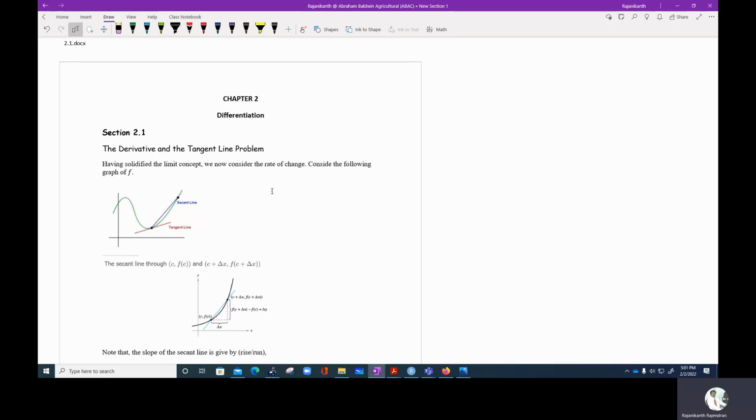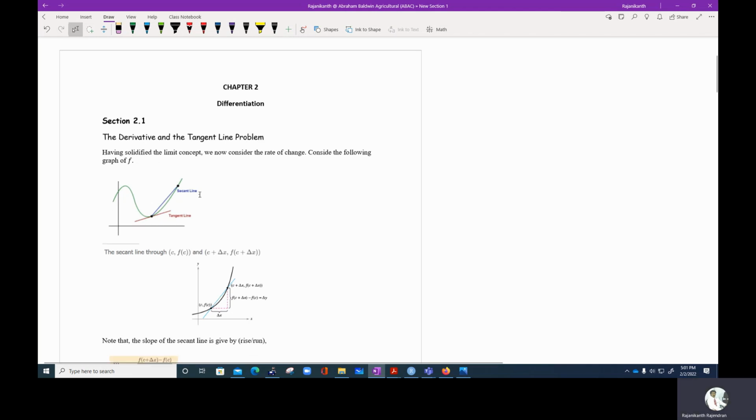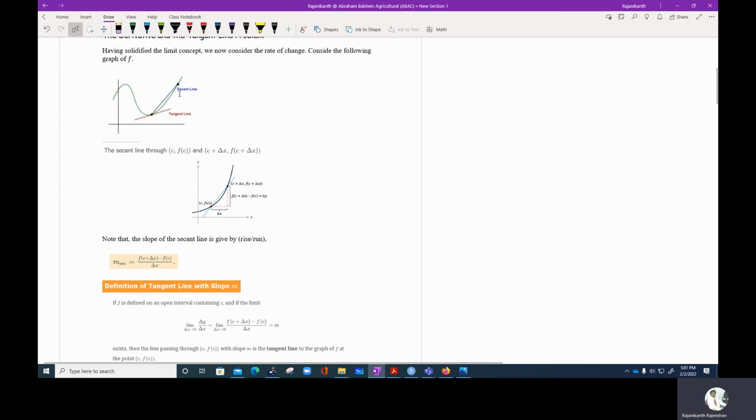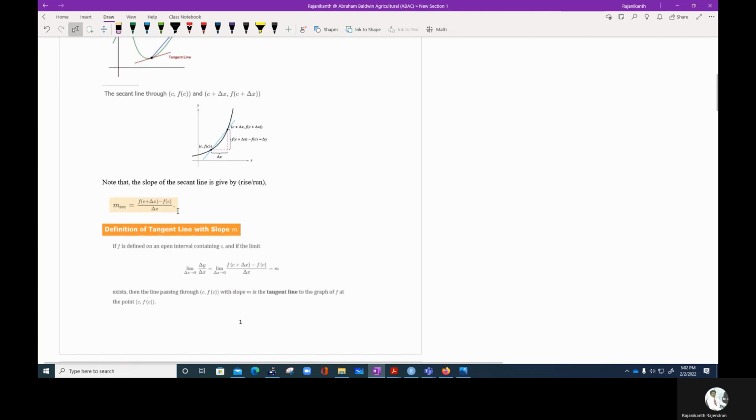Let's get started. Today we are going to look at derivatives and tangent line problems. So look at the picture here. There are two lines drawn. One is a secant line and another one is a tangent line. So let's look at the definition of the slope of the secant line if we are given 2 points.